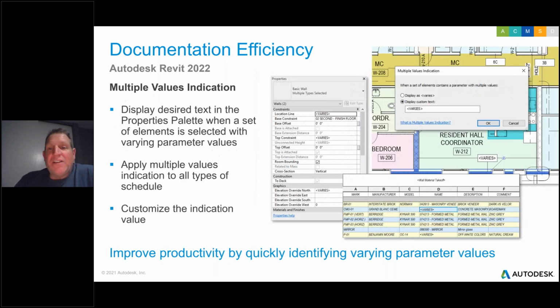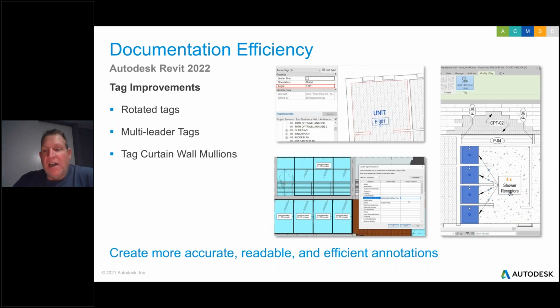Multiple values indication. I talked to you guys about this earlier, that you can say you want to display the varies, or you can put your own custom text in there. Obviously, you can customize that. Tag improvements, I think we hit upon this one, which was the ability to do a multi-leader tag and pick those new hosts by doing add or remove host on that.